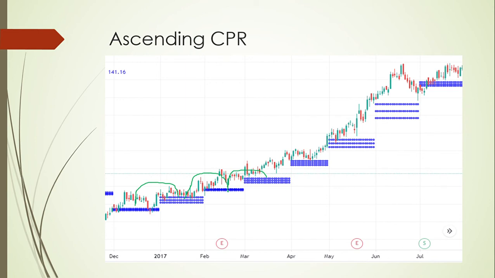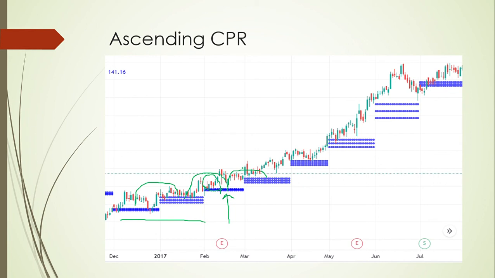To avoid taking positions in a sideways market, we can avoid the first two CPRs. Take a position only in the third CPR. Buy when the closing candle is above the CPR. Stop loss can be below the entry candle, or it can be below the CPR.